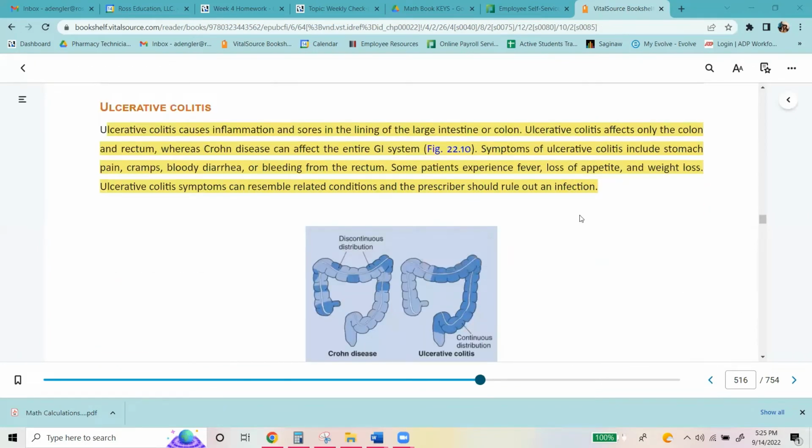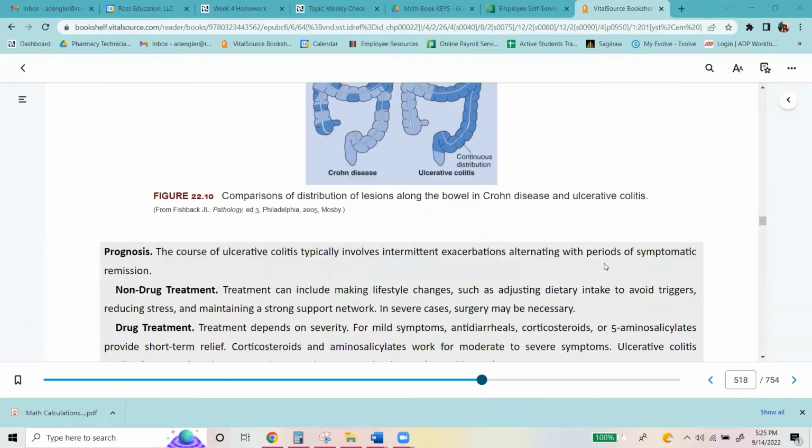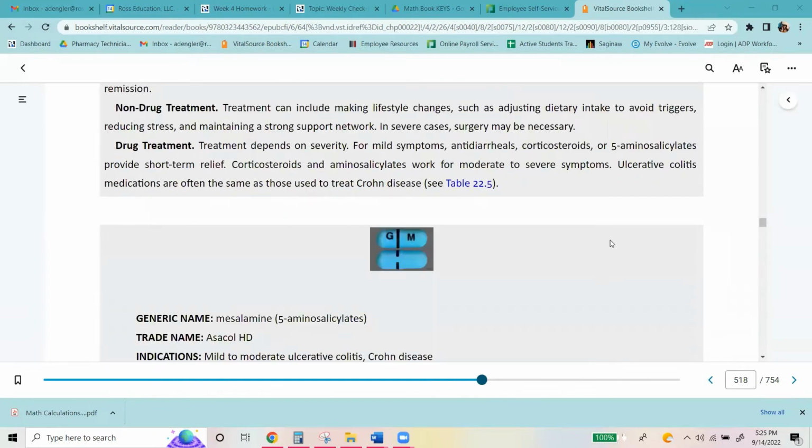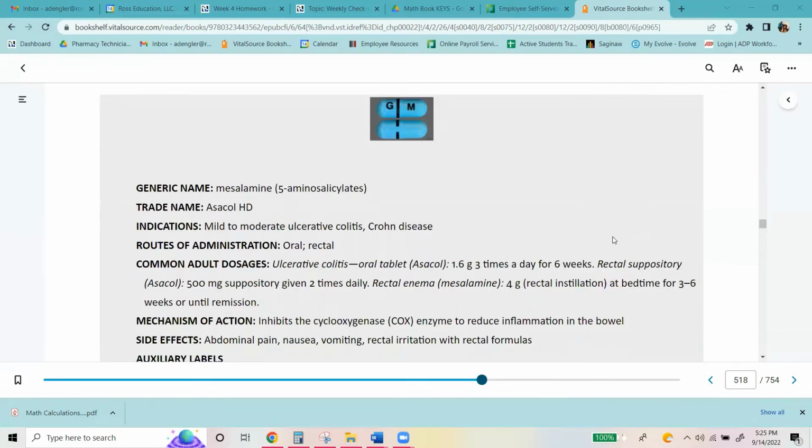Ulcerative colitis causes inflammation and sores in the lining of the large intestine or colon. Ulcerative colitis affects only the colon and rectum, where Crohn's disease can affect the entire GI system. Symptoms of ulcerative colitis include stomach pain, cramps, bloody diarrhea, or bleeding from the rectum. Some patients experience fever, loss of appetite, and weight loss. Ulcerative colitis symptoms can resemble related conditions, and the prescriber should rule out an infection as well. So we have Asacol HD that can treat mild to moderate ulcerative colitis and Crohn's disease.